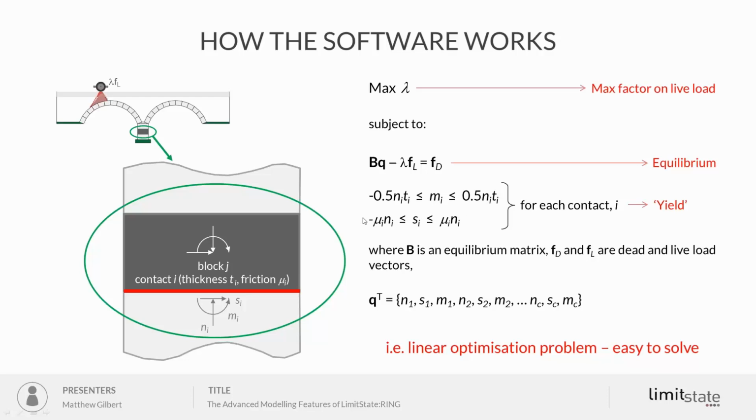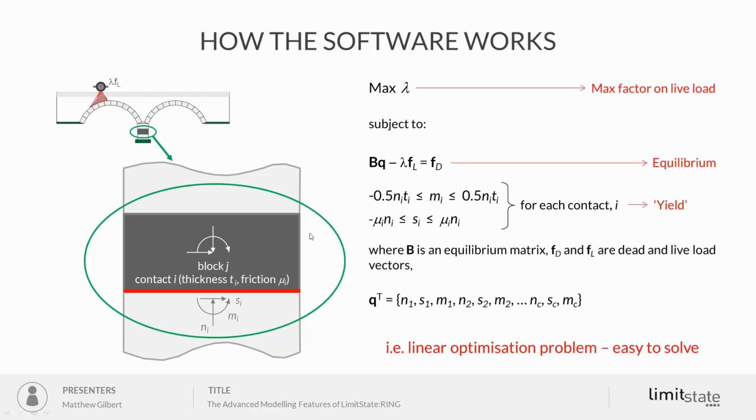So for example, the bottom one here, we've got minus mu times N is less than or equal to S is less than or equal to plus mu times N. That's basically saying that the shear force is limited by the normal force and the coefficient of friction. So in other words, at some point we'll end up with getting sliding failure. And similarly, the constraint above is actually for rocking. So we're linking the moment to the thickness of the interface and the normal force.